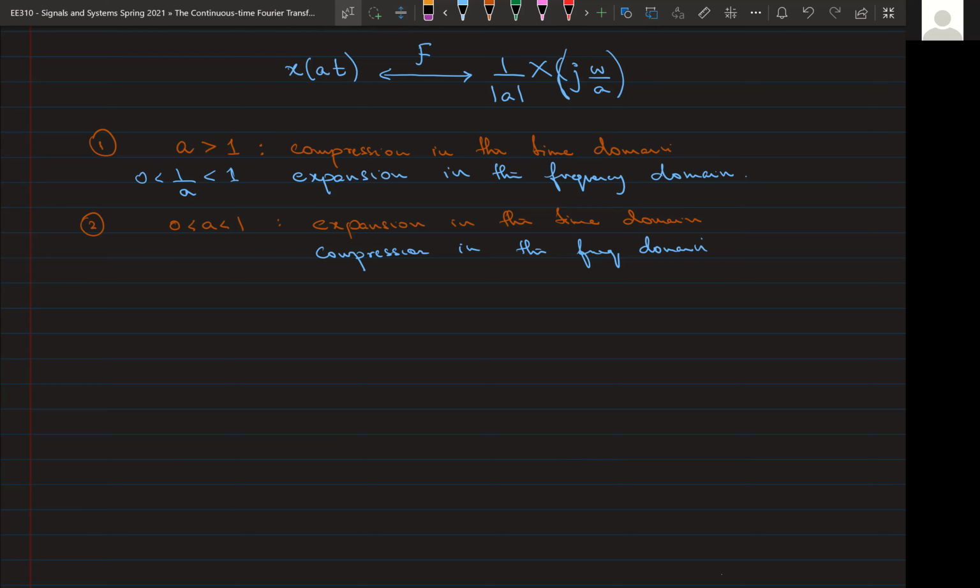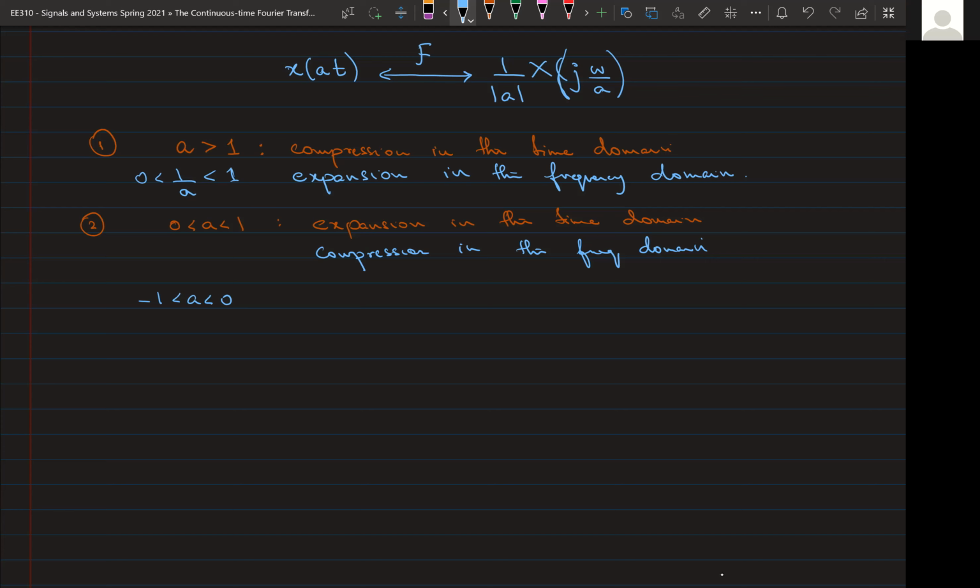Yeah, A less than zero because of the modulus sign considered here. Right. So, okay. Excellent. Right. So what happens if A is less than zero? So that's a good point. Right. So let's say minus one is less than A is less than zero. So what happens there? Negative time domain scaling. Right. So would there be some compression? Or some expansion?